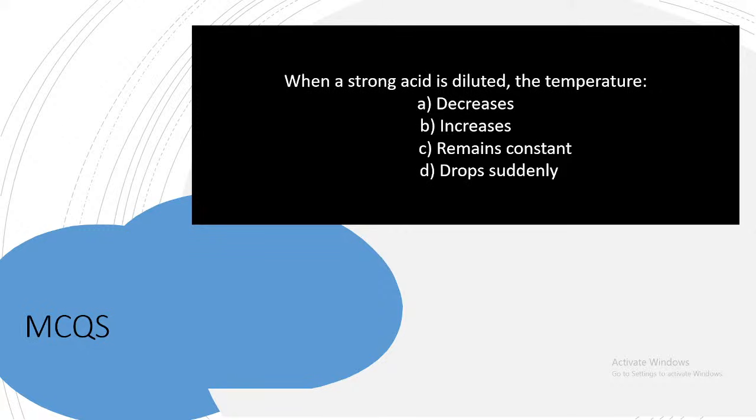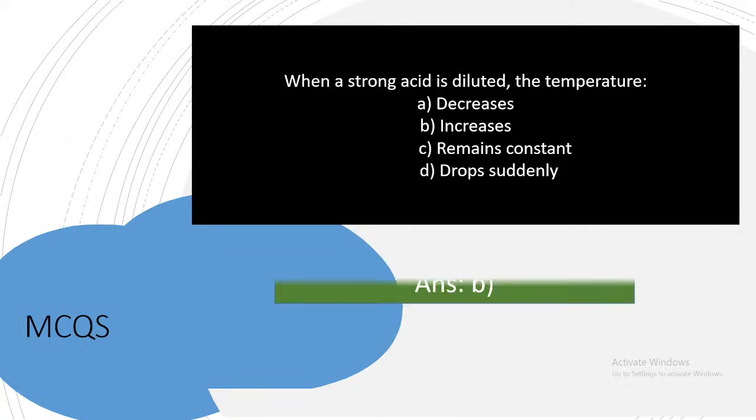Think of an acid. You are taking a concentrated acid. Strong acid means a concentrated acid, and you are diluting it. That means you are adding water, mixing water and acid together. So what will happen to the temperature? It is coming from that statement. What happens when you dilute an acid? So it's an indirect question.